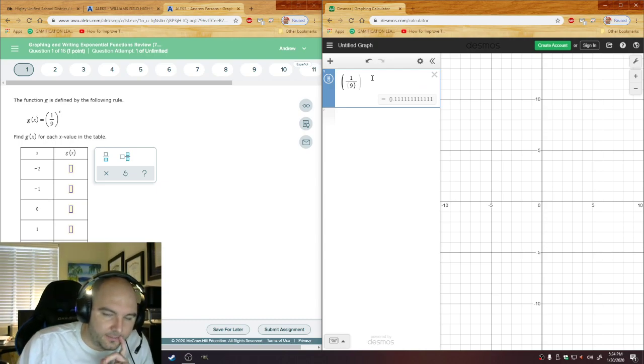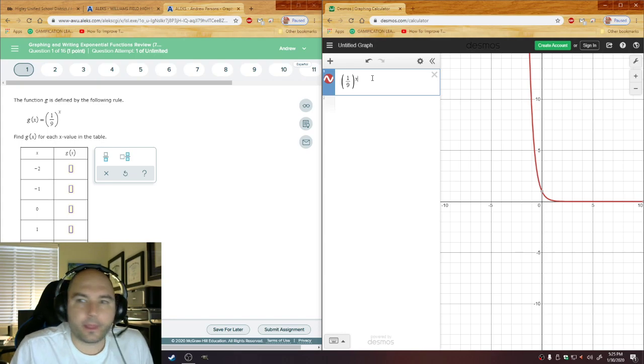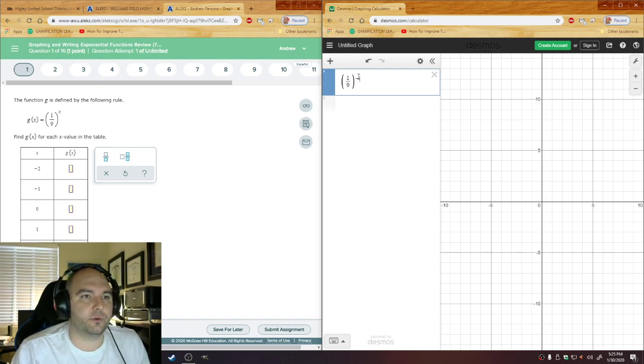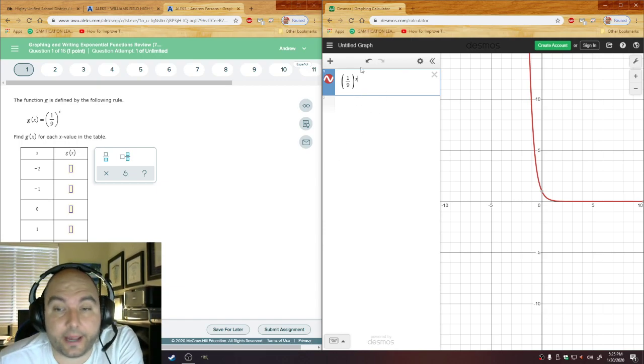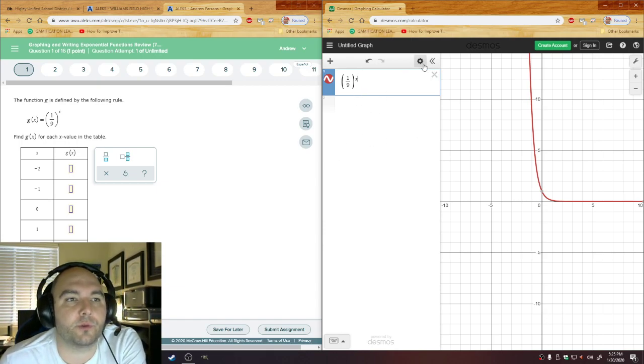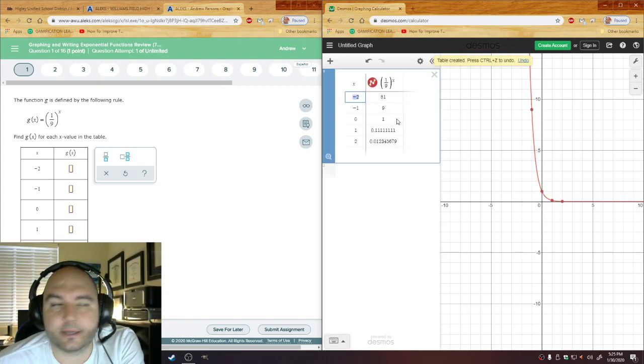Okay, 1/9 to the x makes a little graph like that. Now you don't have to make a graph. You could sit here and plug in 1/9 to the -2, 1/9 to the -1, and 1/9 to the 0, and if you want to plug them in like that, that's fine. I'm going to use x and graph it. And here's why: on some future problems where I'm graphing, I'm going to want to turn this into a table by clicking the edit list and making a table out of it.